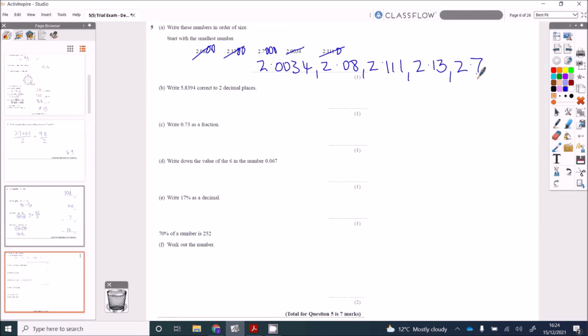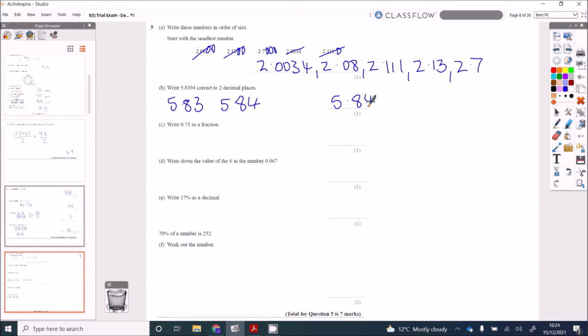Now write 5.8394 correct to 2 decimal places. Now that means 2 numbers after the decimal point. So you're weighing up between 5.83 and 5.84. Now it's closer to 5.84, so that's our answer.